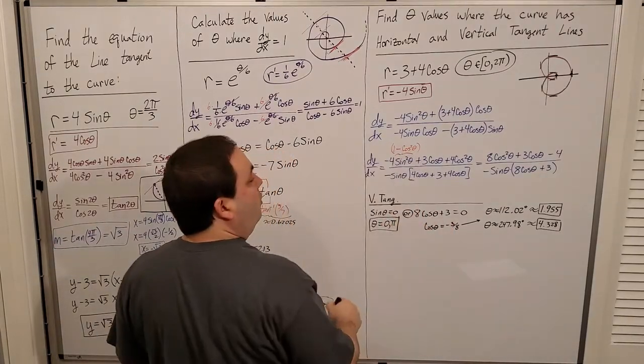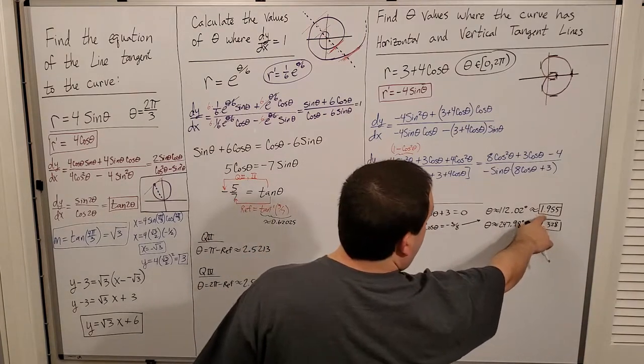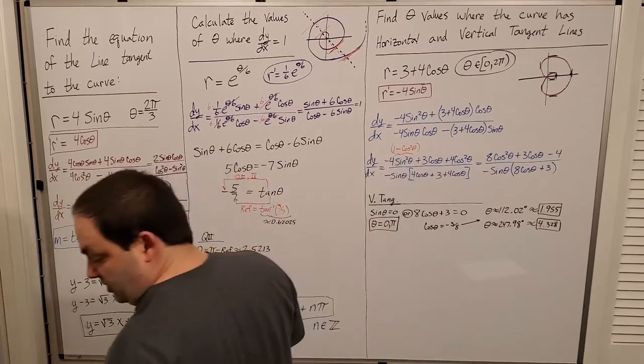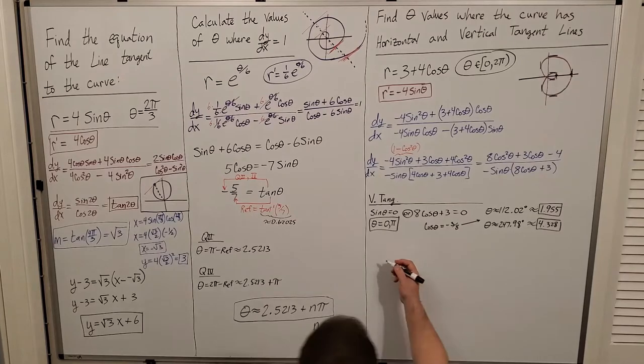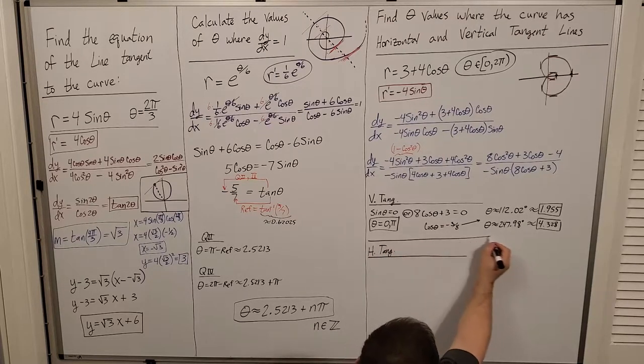That's my four vertical tangents, right? 0, pi, and then these two are my four vertical tangents. Now, what about the horizontal tangents? The horizontal tangents, right?